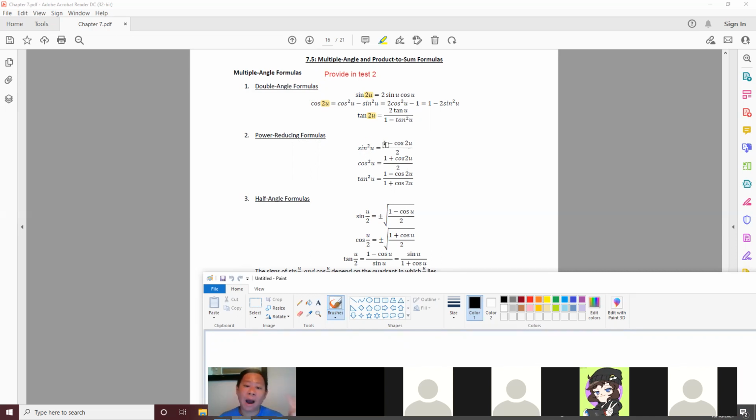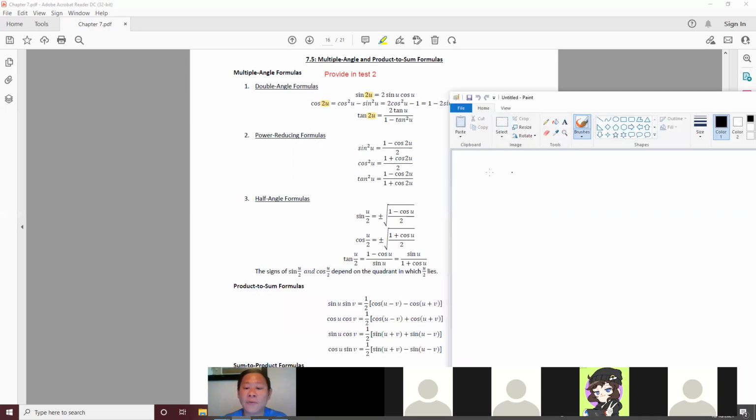If you have a power 4, then you have to do this twice. What do I mean by that? If you have sine 4u, then you have to do sine square u times sine square u.